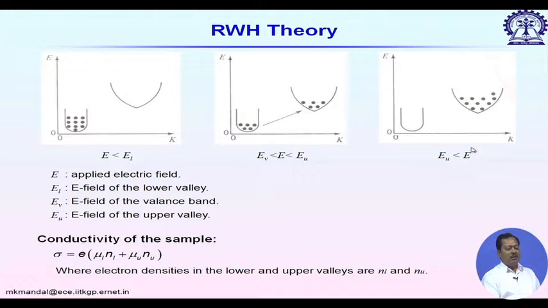Now, the third condition is when the electric field is sufficiently high, so that it is more than the E field of the upper valley, E_u. Then the first band is almost empty and almost all electrons are now in the second valley. In this case we do not have any contribution, or N_L is equal to 0, and it will behave like a normal semiconductor material. Again, if I keep on increasing the electric field beyond this value, the velocity will increase due to the increment in k.